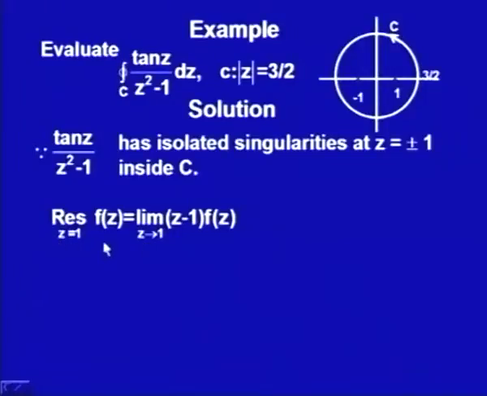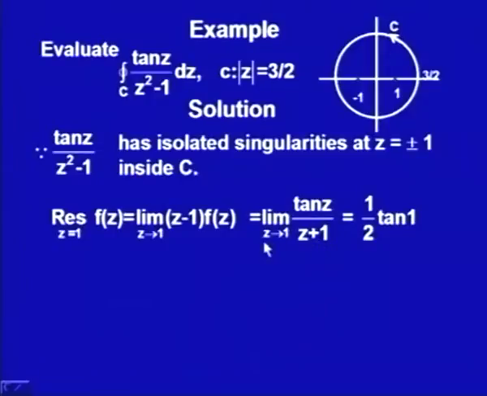So, residue at z equal to 1 of f z. By definition, it is the limit as z approaches 1 of z minus 1 into f z. If I multiply, the denominator we could write as z minus 1 into z plus 1. So, what we would get is our function z minus 1 into f z as tan z upon z plus 1. We have to find the limit as z approaches 1. We simply evaluate this at z equal to 1, the denominator would be 1 plus 1, that is 2, and the numerator would be tan 1. So, we have got 1 by 2 tan 1.